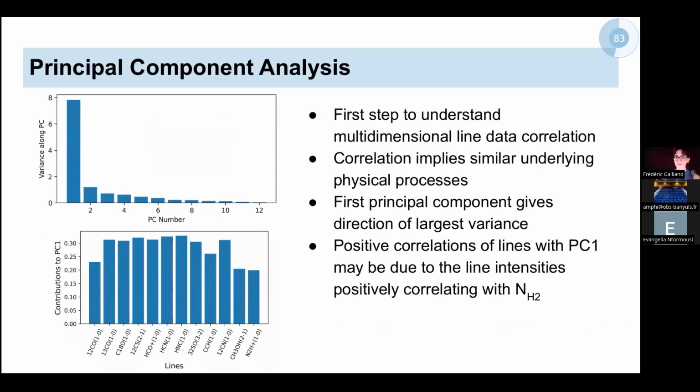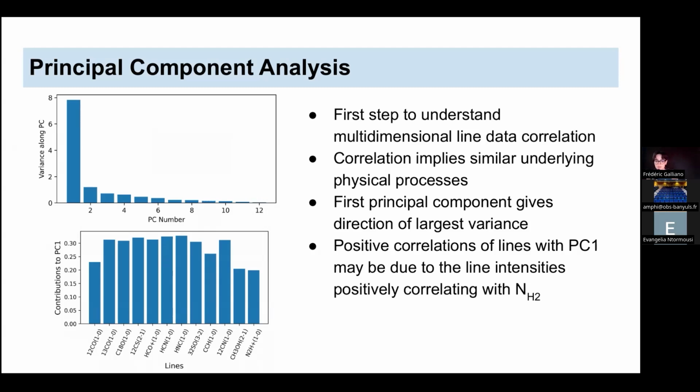To get a first understanding of the correlations that we can find in our dataset, we applied principal component analysis, PCA for short. What we are especially interested in here is the first principal component, which gives us the direction of largest variance in our sample of 12 different integrated line intensities. As you can see in the top plot, the first principal component is the one with the largest contribution. And what's interesting to note is that all of our 12 lines contribute positively to it. This implies that there are some underlying physical processes which could be similar for them.